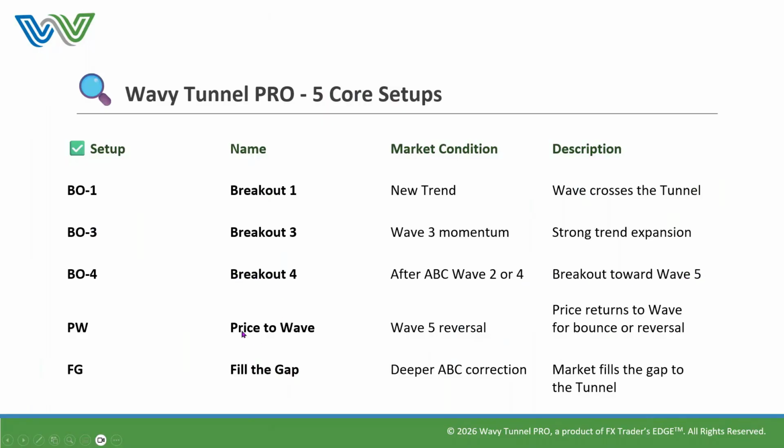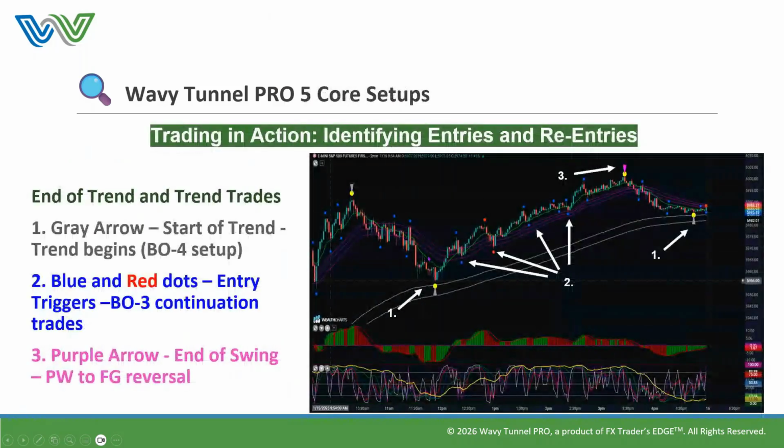Okay. And then the price to wave is the wave 5 reversal, price returning to the wave for a bounce or a reversal. And then the fill the gap trade is the gap between the wave and the tunnel. It's a deeper ABC correction. And this is what it looks like on the charts once again. In summary, identifying entries and re-entries, end of trend and trend trades.